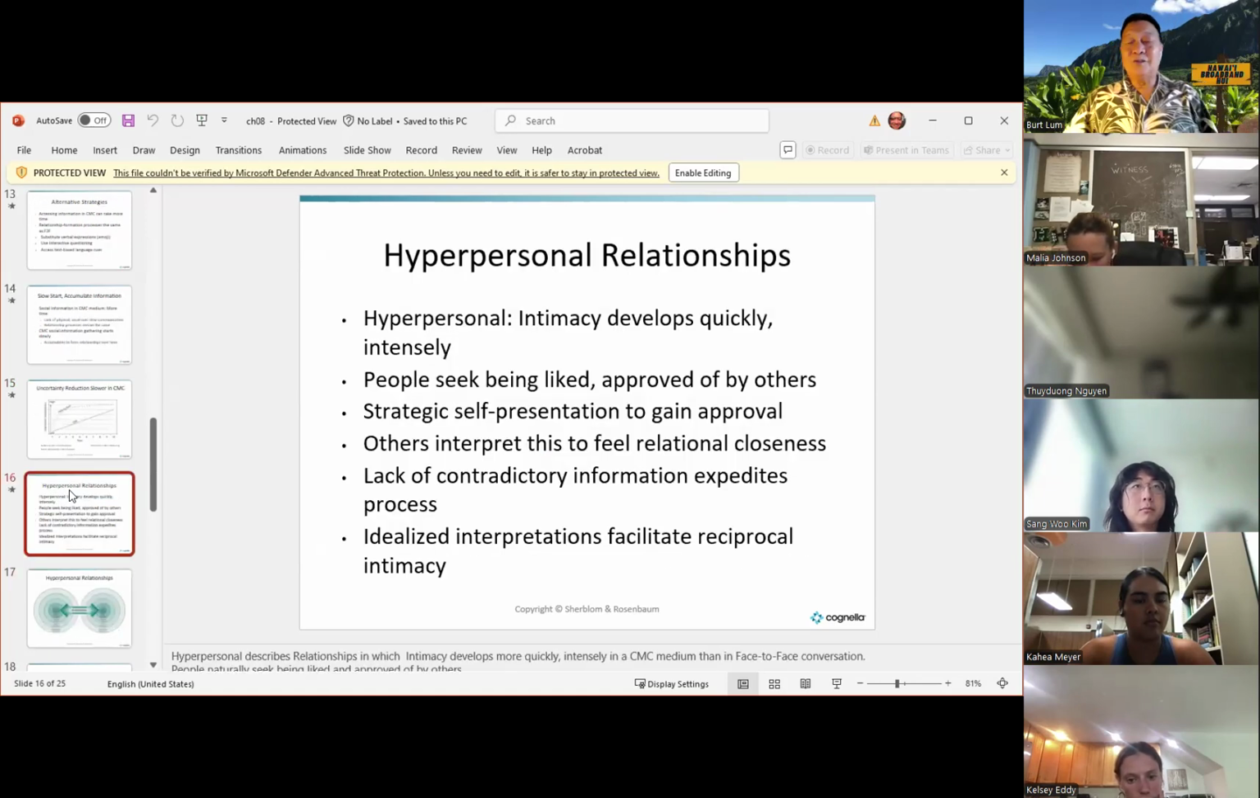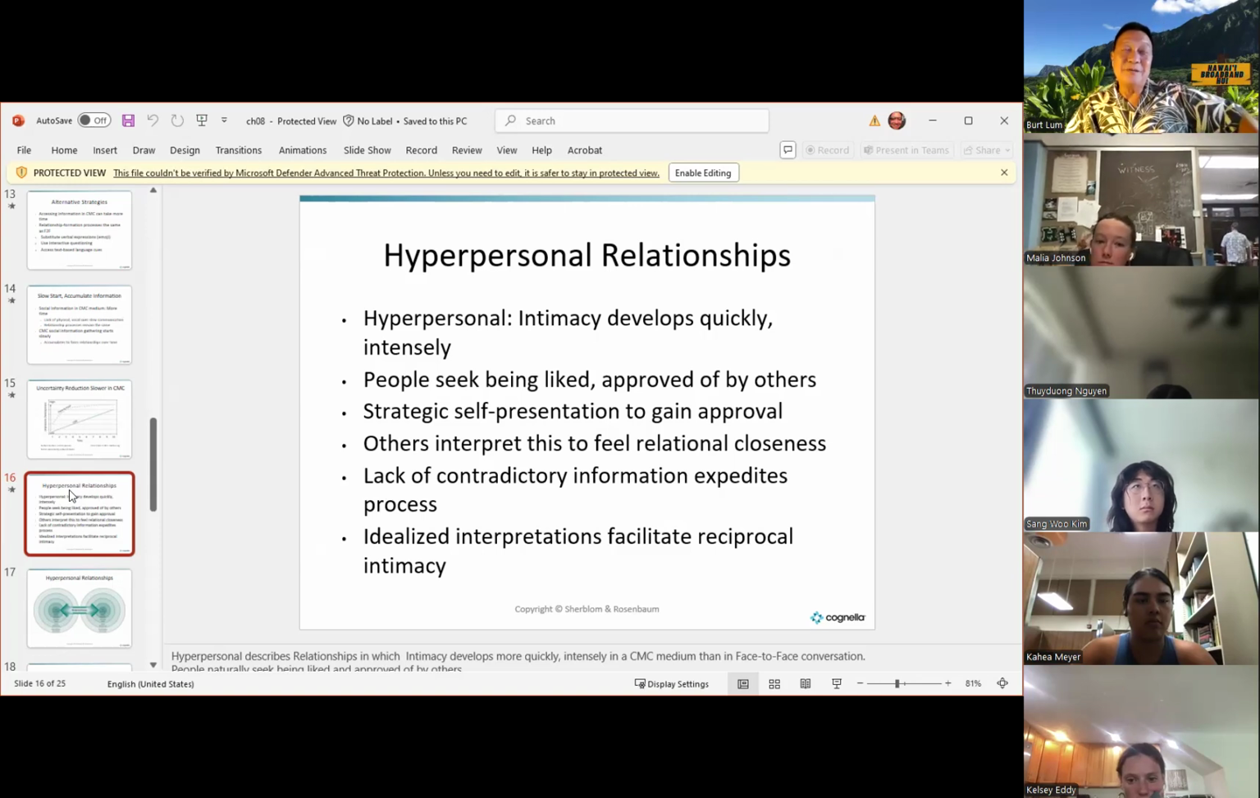Okay, so this other section of the chapter talks about hyper personal relationships, and this is where I mentioned earlier the idea of a dating app. And I'll be first to admit I have never used a dating app, so I'm kind of depending on the author's research on the results.